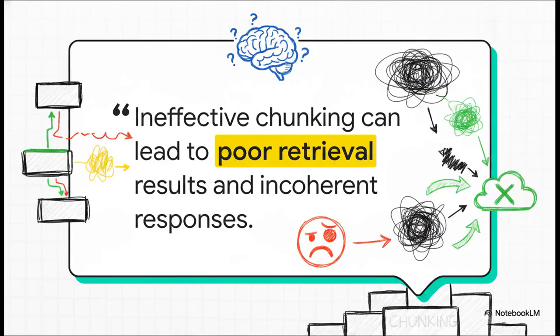The stakes here are actually pretty high. As they say, ineffective chunking can lead to poor retrieval results and incoherent responses. Think about it. If this foundational step fails, the AI pulls the wrong data, it loses context, and ultimately feeds you, the user, a totally hallucinated, useless answer. Proper chunking is absolutely the bedrock of successful RAG performance.